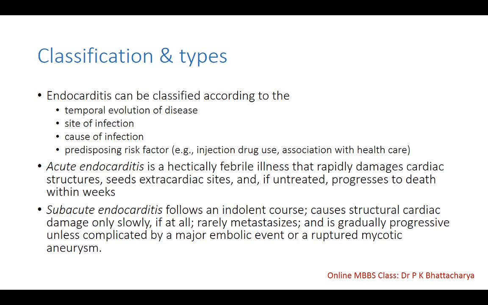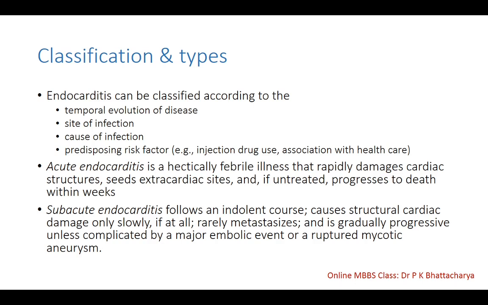So how do we classify them into different types? Endocarditis can be classified according to the temporal evolution of the disease, that means how rapidly it has been developing, depending upon the site of infection, what causes the infection, and whether there are any precipitating risk factors, like injection or intravenous drug users, or whether it is associated with healthcare associated infection.